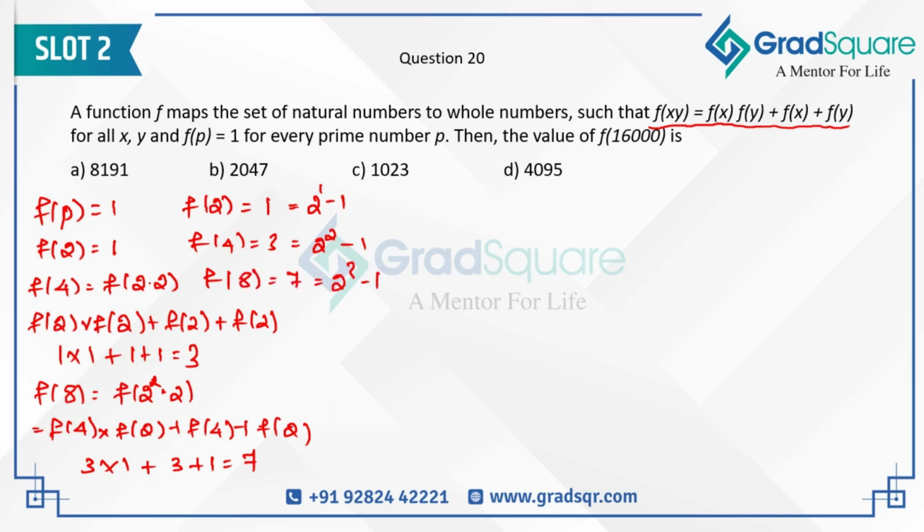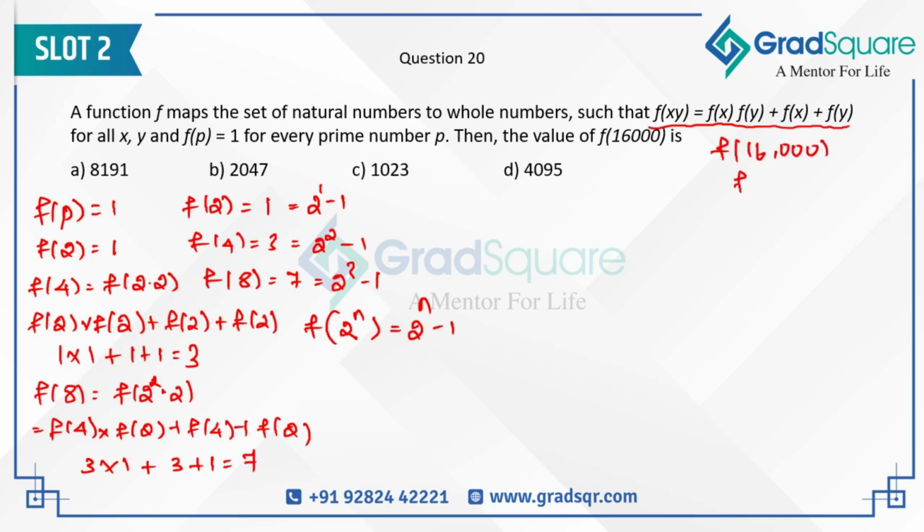So I'm going to generalize this as what? For numbers that are expressed in powers of 2, it can be generalized as 2 power n minus 1. Now I have to calculate the value of f of 16,000.